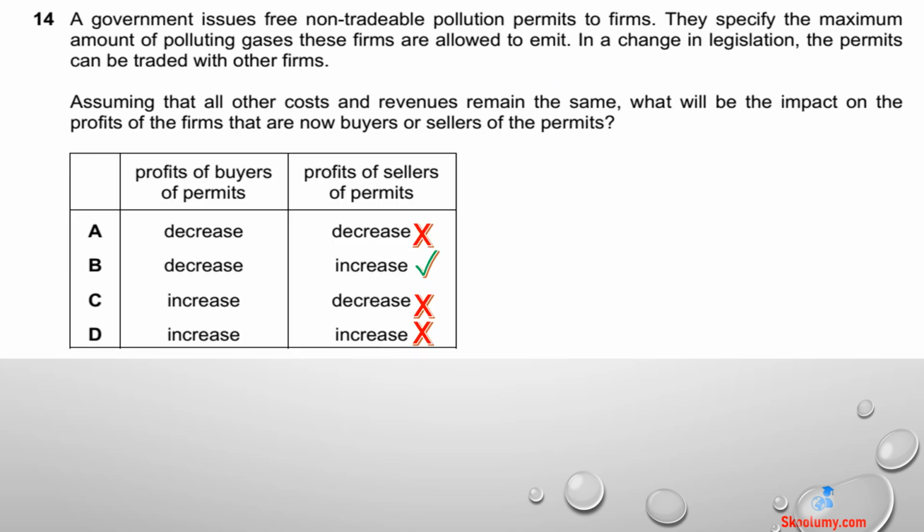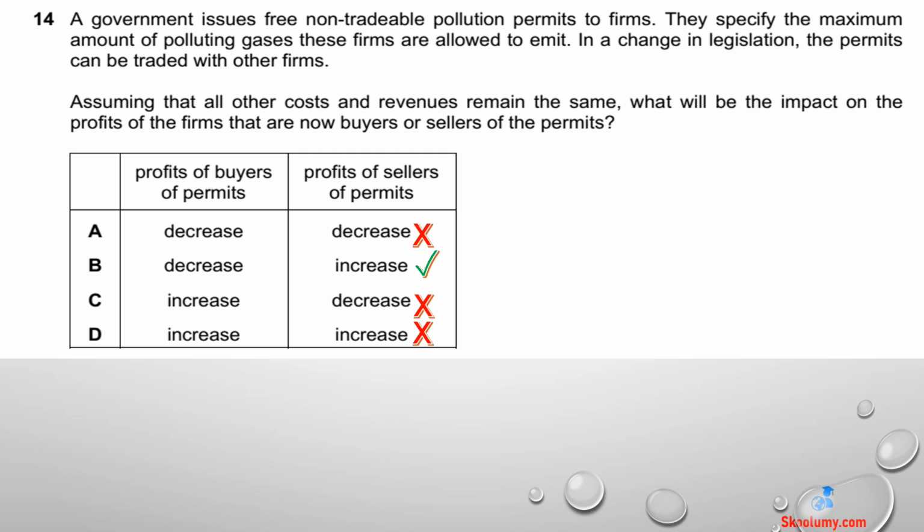Question 14. A government issues free non-tradable pollution permits to firms. They specify the maximum amount of polluting gases these firms are allowed to emit. In a change in legislation, the permits can be traded with other firms. Assuming that all other costs and revenues remain the same, what will be the impact on the profits of the firms that are now buyers or sellers of the permits? Option B is the correct answer. Profits of buyers of permits decrease, profits of sellers of permits increase.